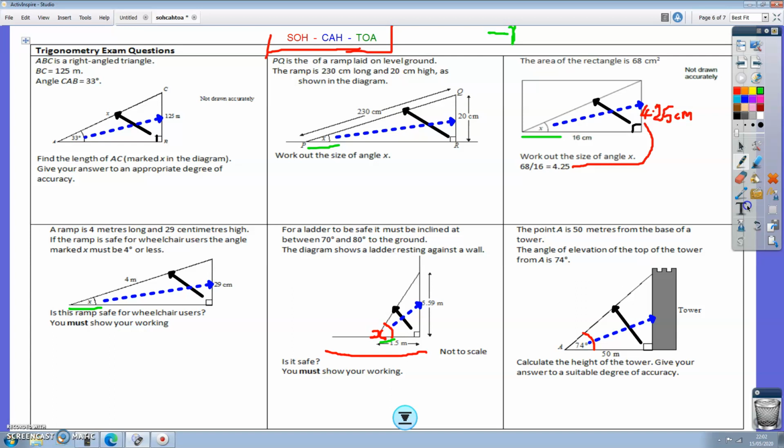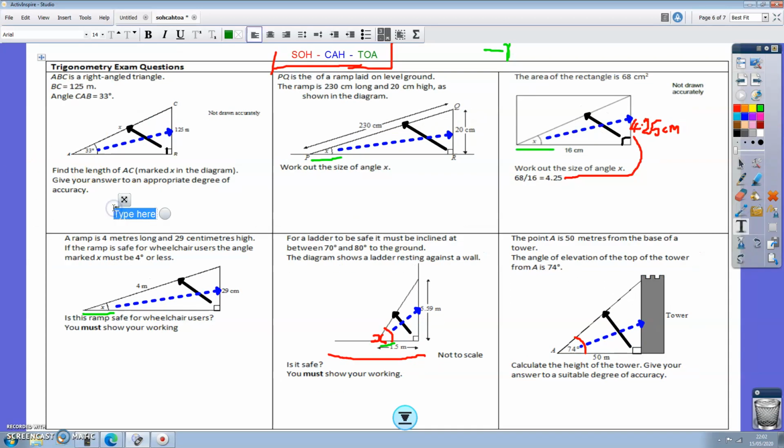Okay, hopefully you got on okay. Looking at this one, I've got opposite and hypotenuse, so I should have needed sine. This one I've got opposite and hypotenuse again, so it's got to be sin -1 on this one. Let's just go back here and change that to sine. So that's going to be sine -1.